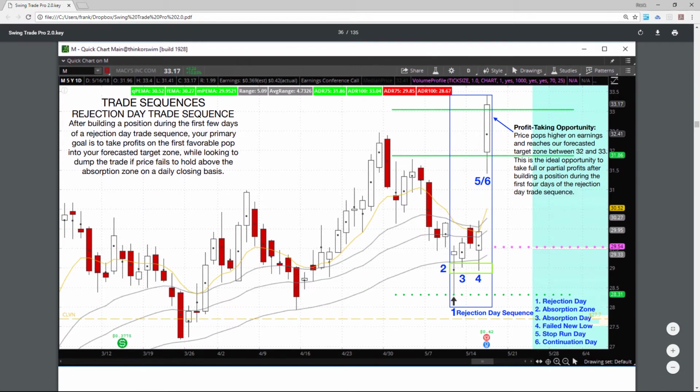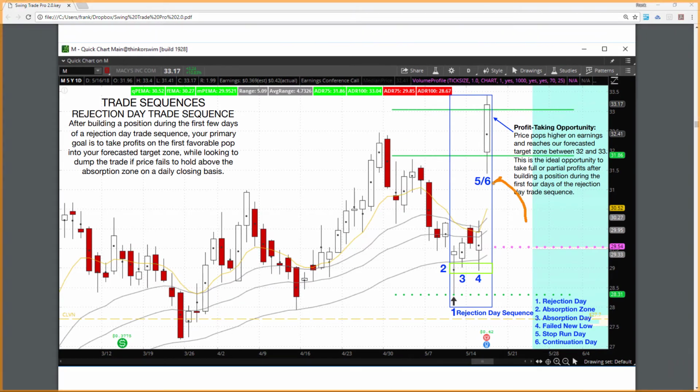And here we are. This is what happens when earnings comes out. Again, price with a great rejection day. Nice midpoint retest in the absorption zone. A failed new low that develops. But look at where it was by the end of the day. By the end of the day, it had closed back above the previous mid. That's very strong. Then earnings comes out. The next morning gaps up and runs and hits our target zone between 32 and 33. And again, after earnings, and you get a major pop up, and you've built your position over the course of 1 or 2 or 3 or 4 days, you have to take profits.